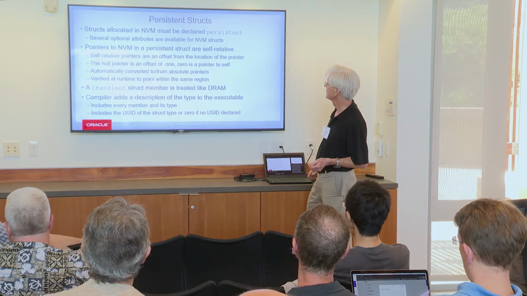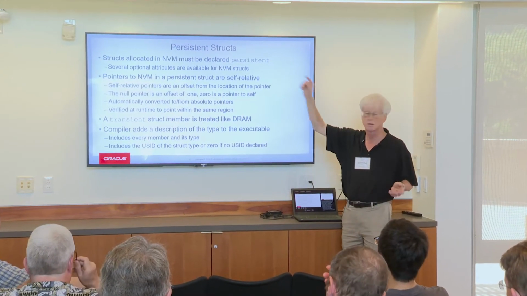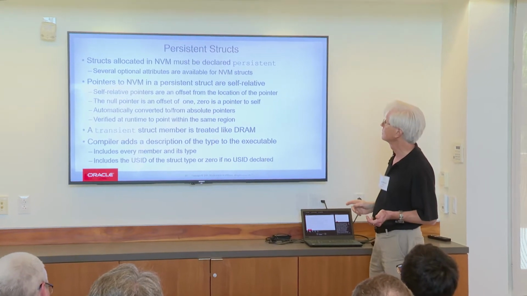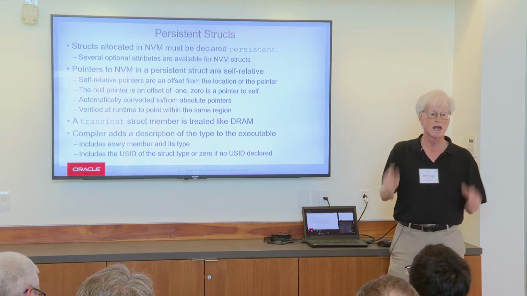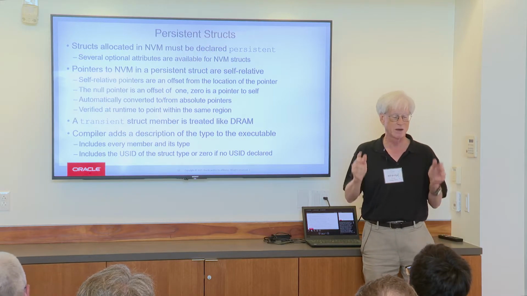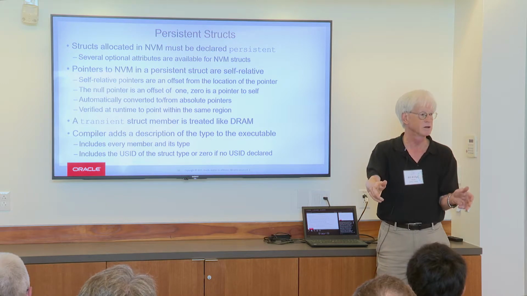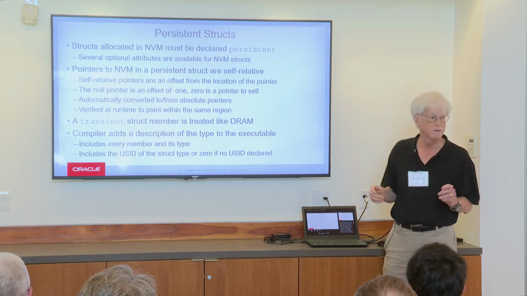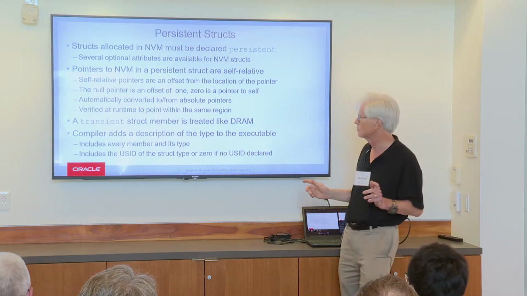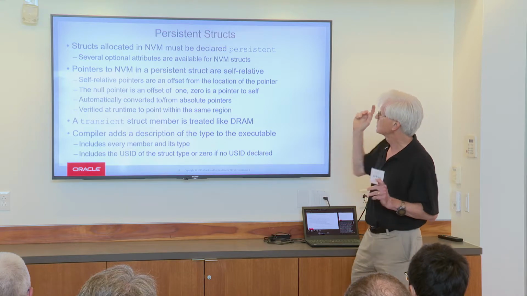Persistent structs. If you want to allocate it out of NVM, it's got to be declared persistent. It's a keyword. There are things you can say about a struct, like you can say, oh, I put this random number I got from random.org or some true random number generator, and I want it to appear at the beginning of this thing. And that can be used to verify pointers are pointing to what you expect them to point to.